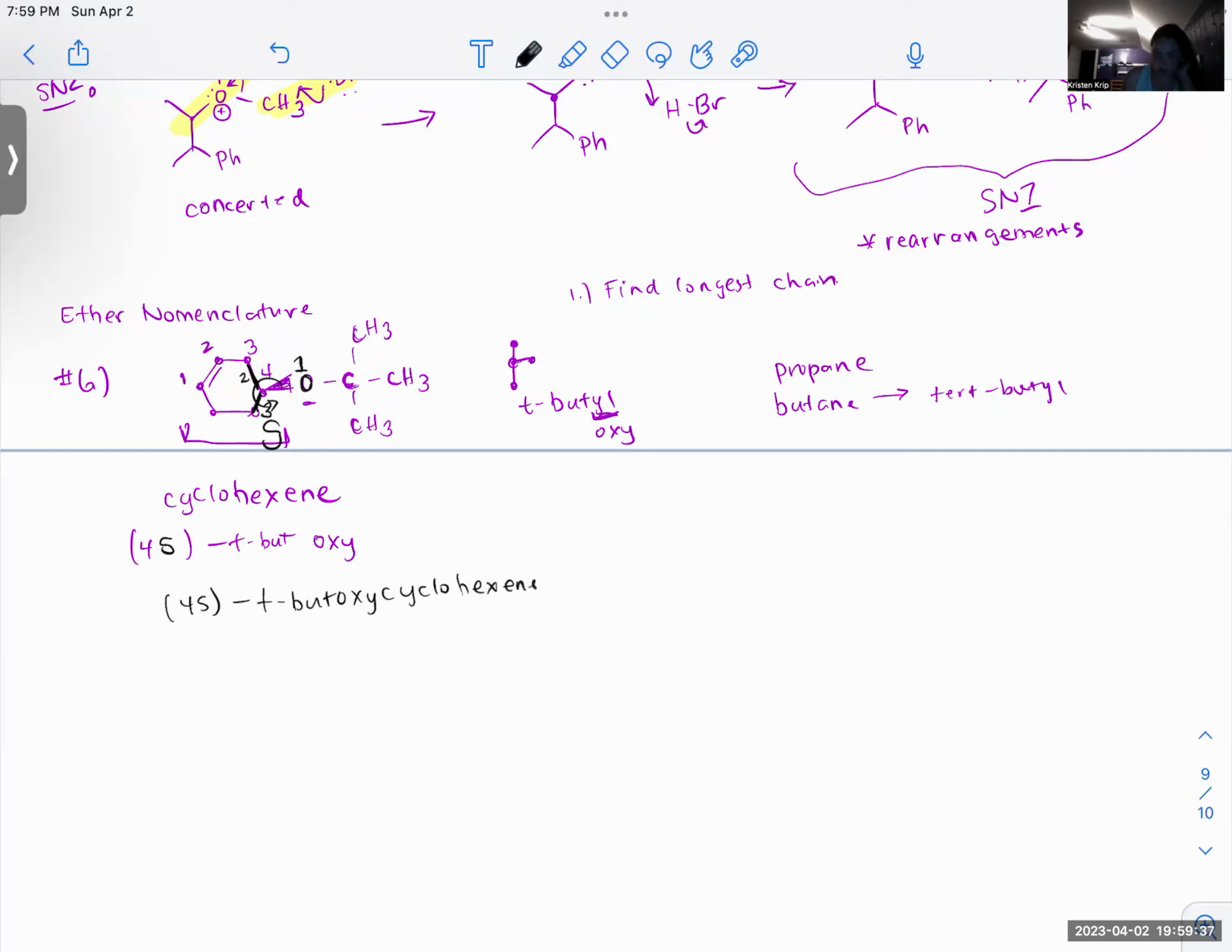butoxycyclohexene. Right? We didn't miss anything. Yeah, that's it. And the T also has a dash next to it. Oh yeah, there's a dash there. And I guess you could write T or tert, but I usually just write T.